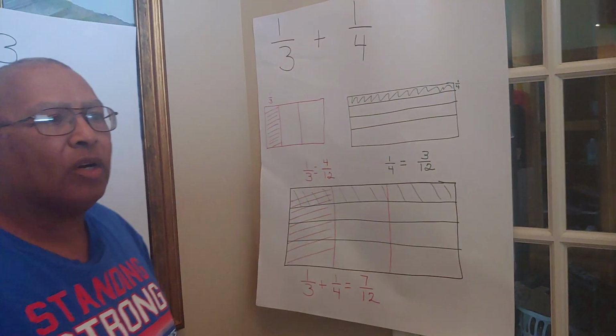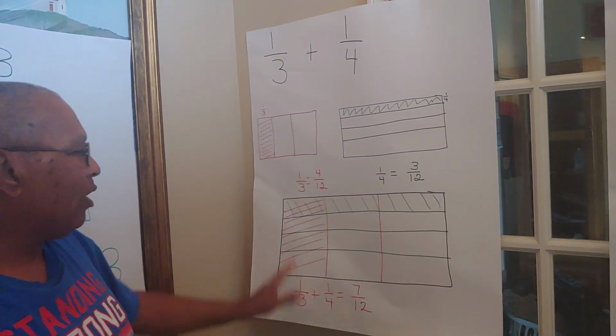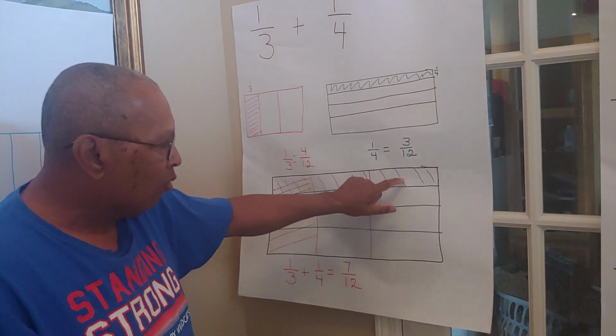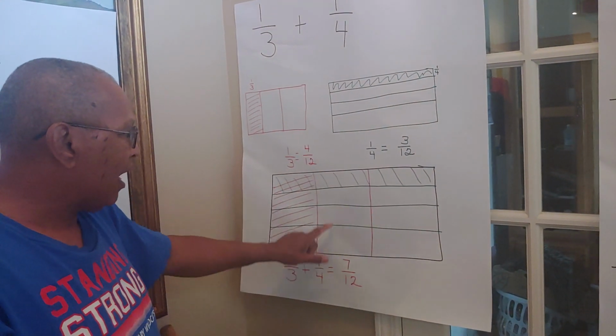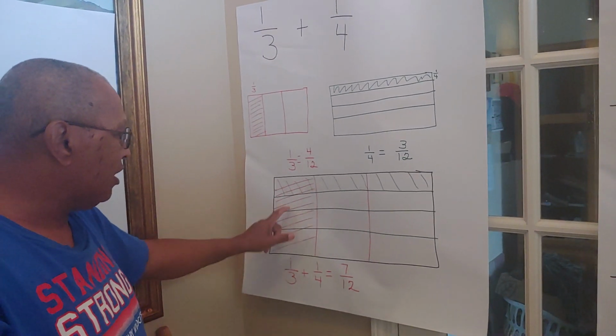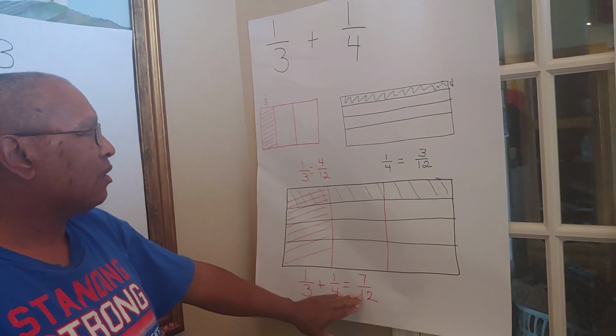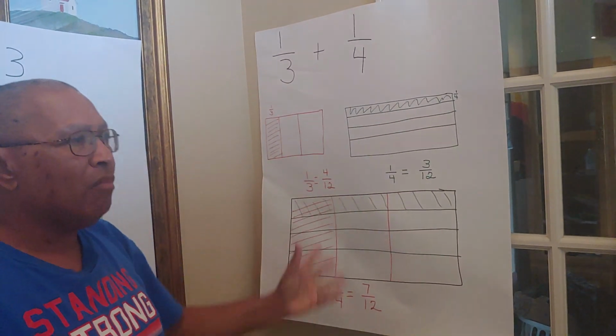You say, well, Mr. Roberts, where did you get the 12s from? The 12 is the total number of blocks. That's your least common multiple. 1, 2, 3, 4, 5, 6, 7, 8, 9, 10, 11, 12. 4/12 plus 3/12 equals 7/12. That is using a model.